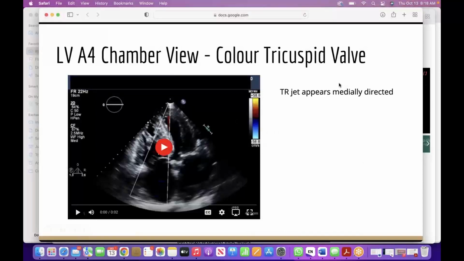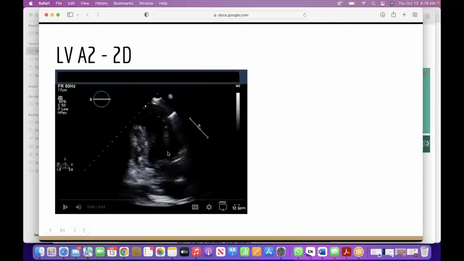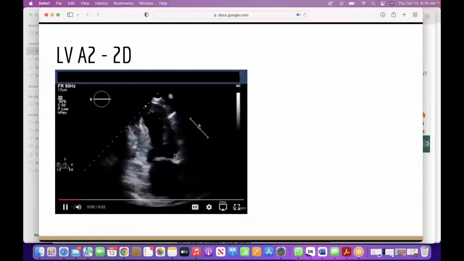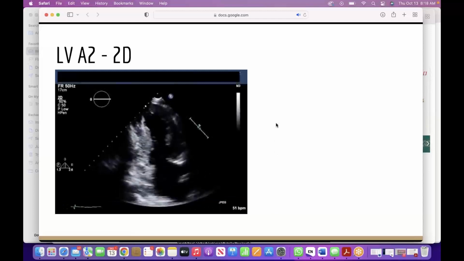On the apical 4-chamber view, you can see there's a medially directed tricuspid regurgitant jet, similar to those seen previously. The apical 2-chamber view shows no regional wall motion abnormalities in the inferior and anterior walls, left atrial dilation, and preserved systolic function.